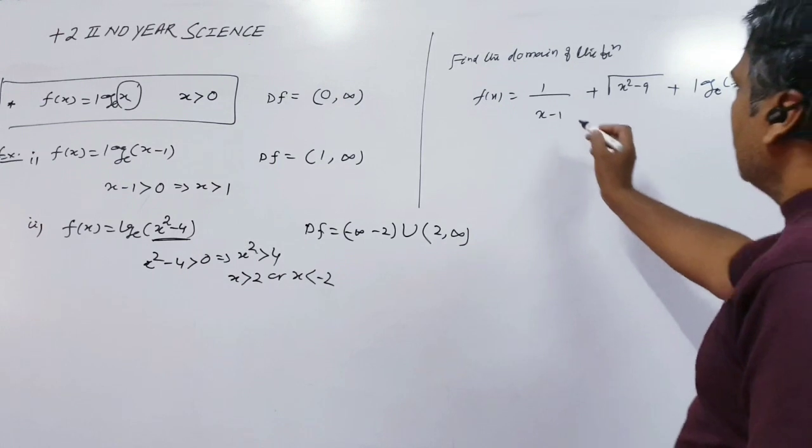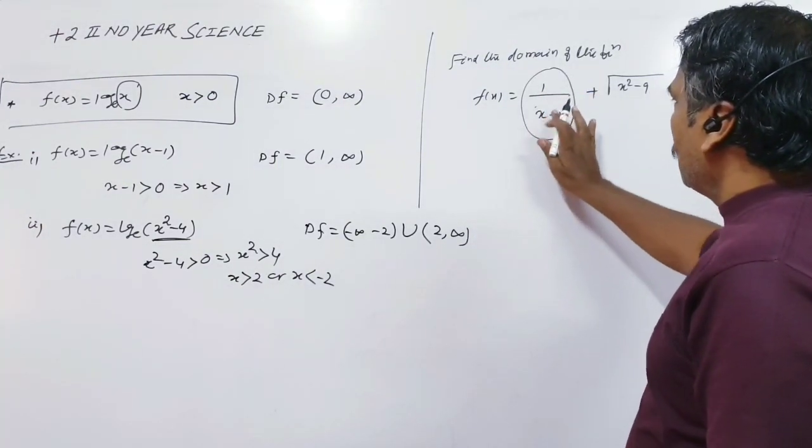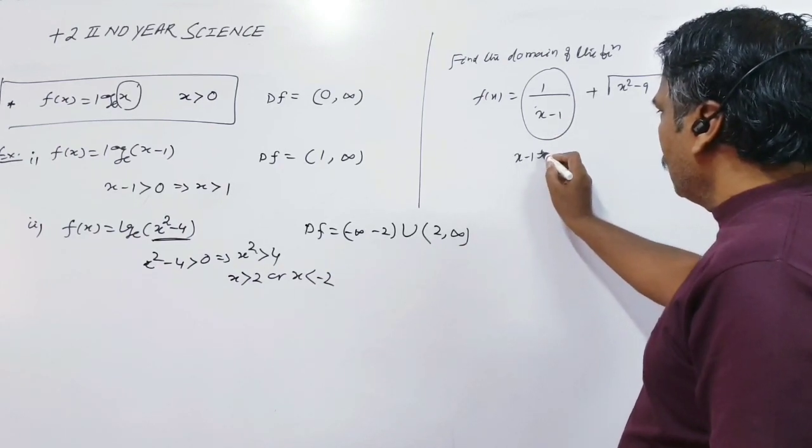Now here the denominator is not, this is case 1. The denominator is not equal to 0. So here x − 1 is not equal to 0.